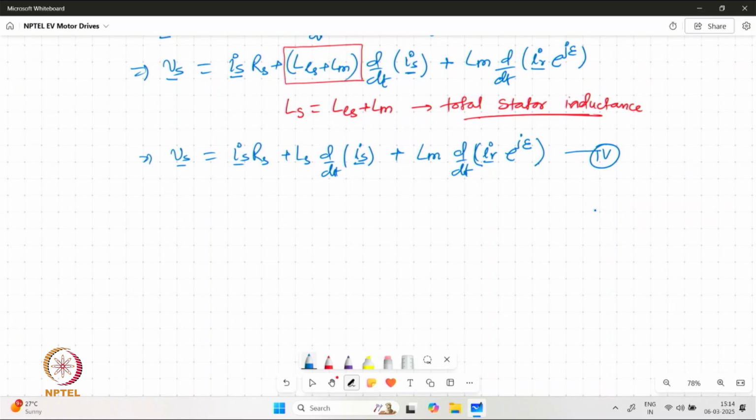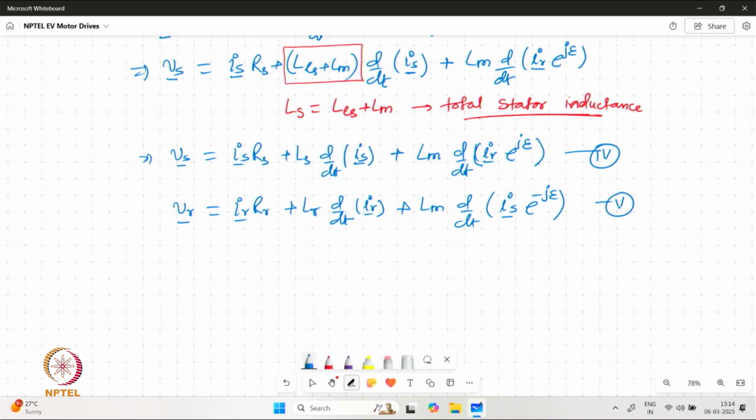Similarly, we can derive the rotor side equation, and we can write it in this form. Once again, it must be clear that equation 4 is in stator frame of reference, and equation 5 is in rotor frame of reference.